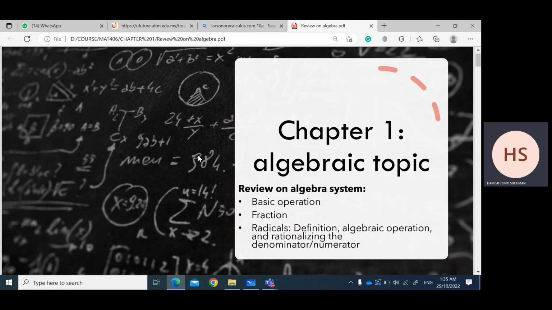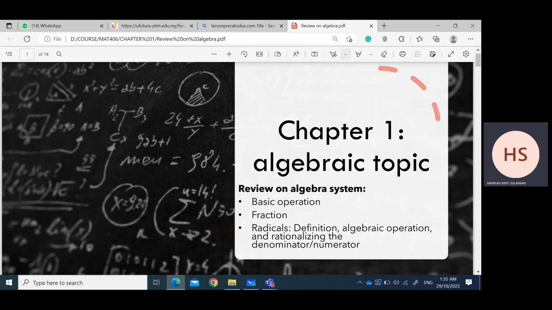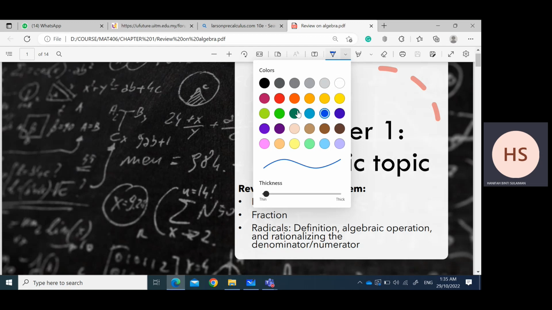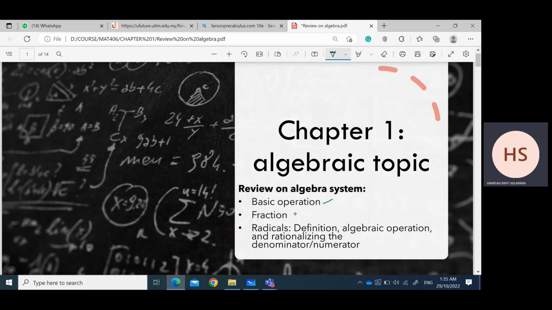Alright. So, dalam video yang kedua ini, kita akan kongsikan berkenaan dengan algebra topik. Okay, so under this algebra topic, we have basic operation, and we have fraction and radical. So the radical is based on definition, algebraic operation, and rationalizing the denominator or numerator. So untuk video part 1 ni, kita fokus on basic operation.